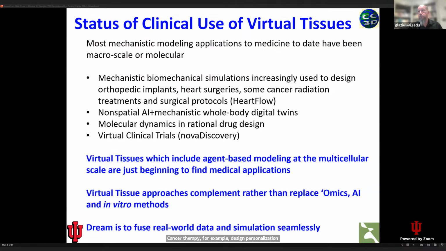So as I mentioned, HeartFlow does solid biomechanics. They don't model individual cells. Of course, there are non-spatial AI and mechanistic models that are used. Molecular dynamics for rational drug design. Nova Discovery, which is a French company out of Lyon, has very interesting clinical trial models as well. And so ultimately what we're doing here is something that we hope will integrate with those other methodologies in the future.